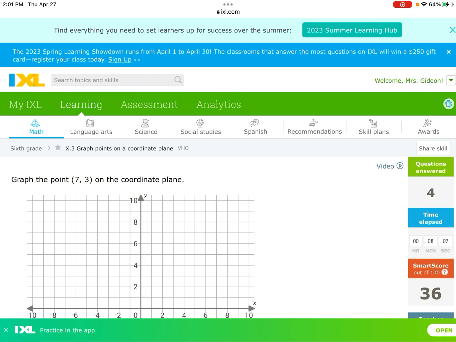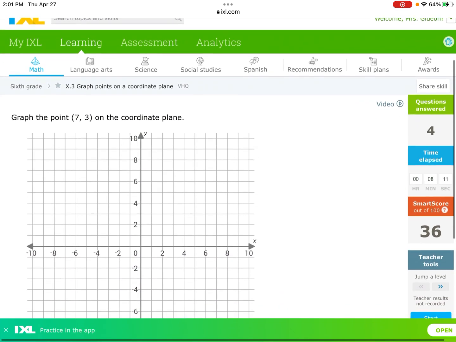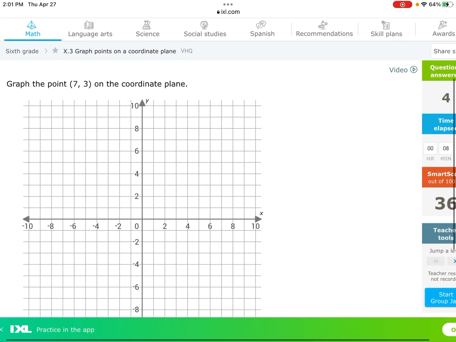So if it's positive, you're going to go to the right and up. If it's a negative X, you go to the left. And if it's a negative Y, you go down. So I hope this helps.